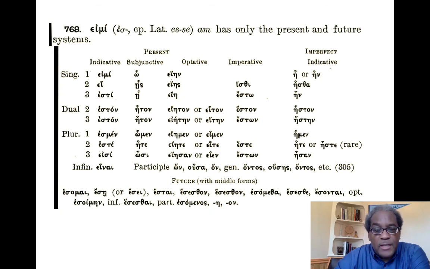The future, strangely enough, has middle forms. So esomai, esei, estai, etc. And then in the optative, esoimen, and esesthai for your infinitive, and your participle, esomenos, esomene, esomenon. So again, these just have to be worked with repetition drills until you've learned them.